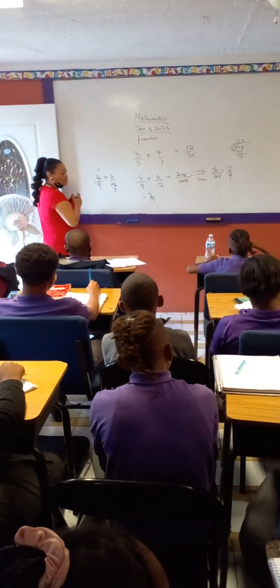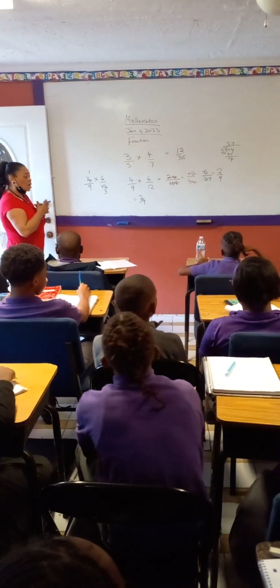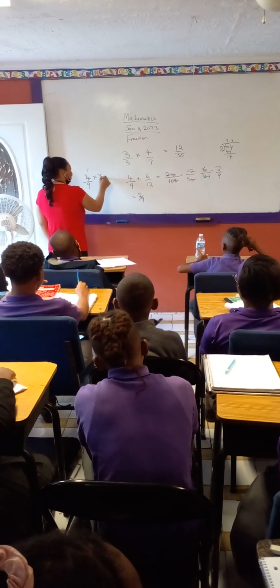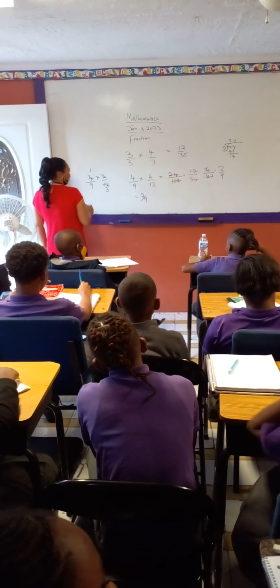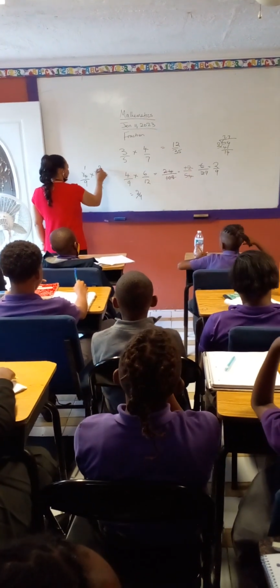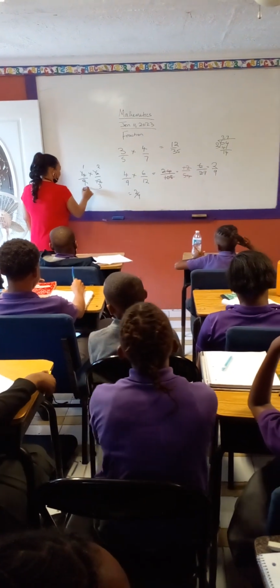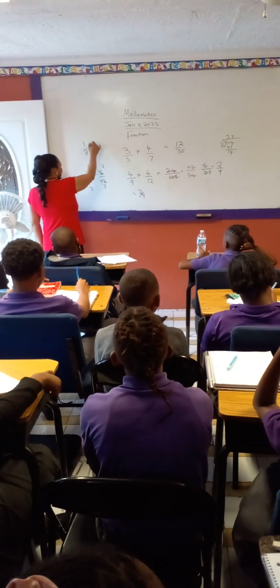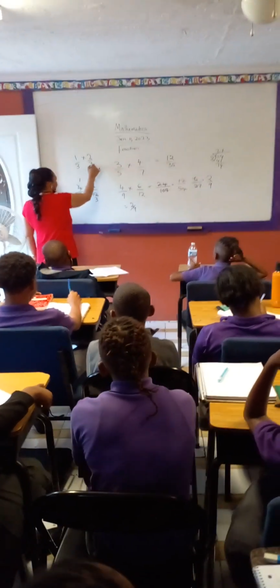Is there anything else that could divide? What about 9 and 6? So let's go. What could divide 9 and 6? 3. 3 into 6 goes? And 3 into 9 goes? 3 times. So now we have 1 over 3 times 2 over 3.